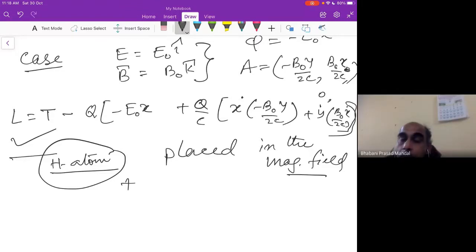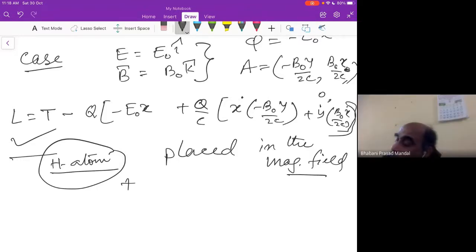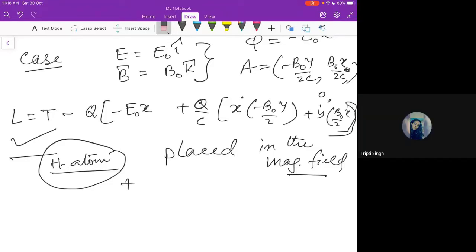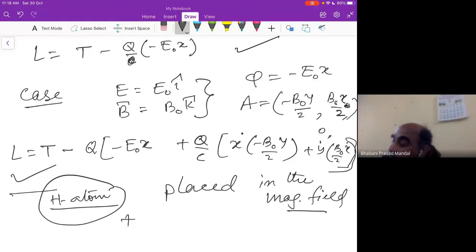The vector potential will have B0 y over 2, and there will be no C below, right? Yes, that C is already taken outside, so there is no C. Yes, there will be C, but that C is outside, in the Lagrangian. Only 2 appears here. Yes, you are right.